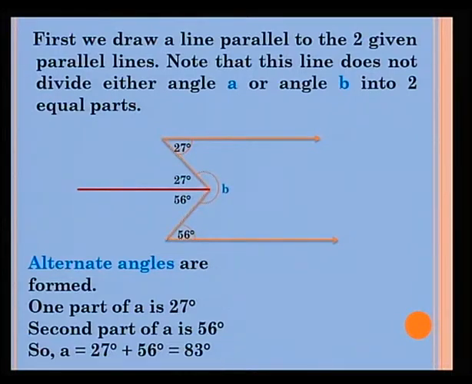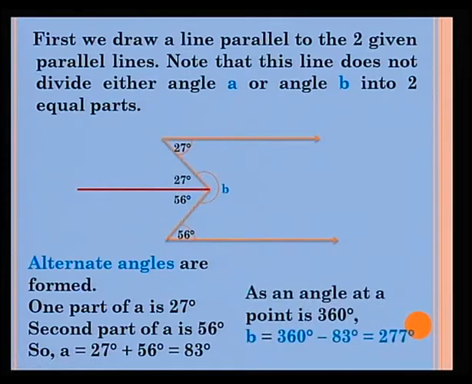Now to calculate the value of B. Notice that B, 27 degrees and 56 degrees form 360 degrees. Therefore, the value of B will be 360 degrees minus 27 degrees plus 56 degrees, which is going to give us 277 degrees.